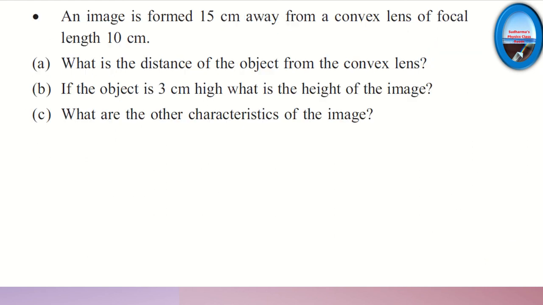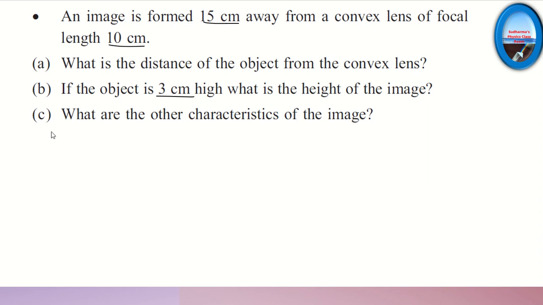So let's try one more question. An image is formed 15 centimeter away from a convex lens of focal length 10 centimeter. What is the distance of the object from the convex lens? If the object is 3 centimeter high, what is the height of the image? And what are the other characteristics of the image? Now let's try to figure it out.